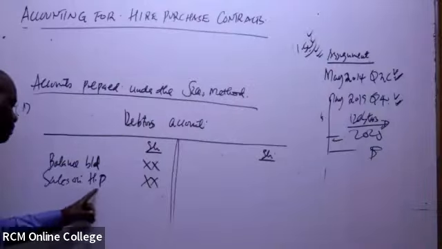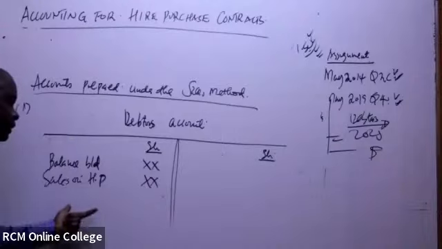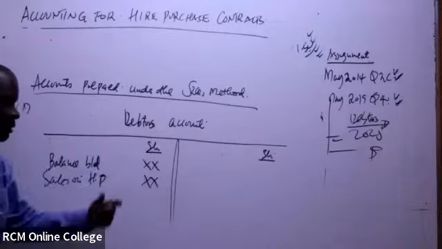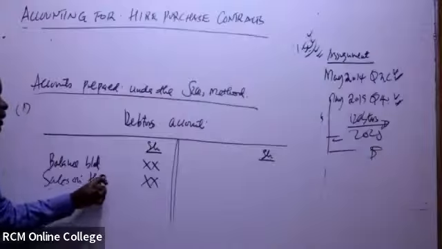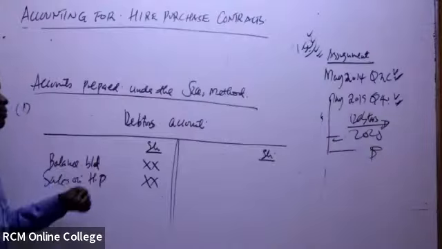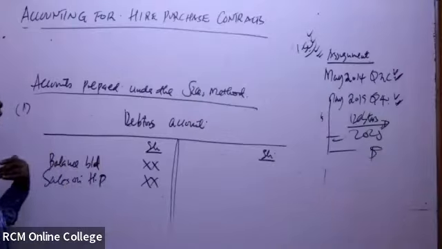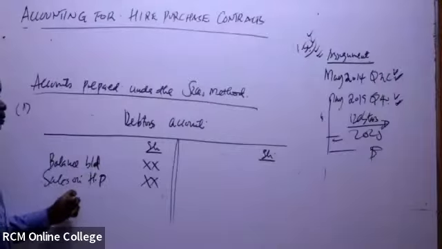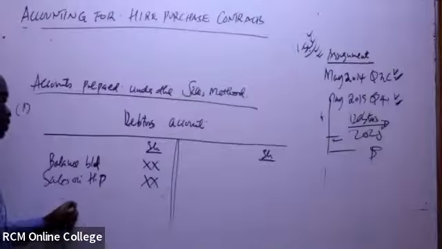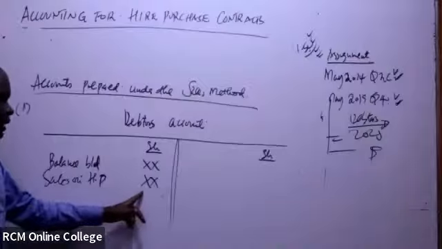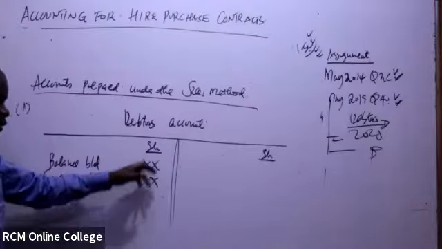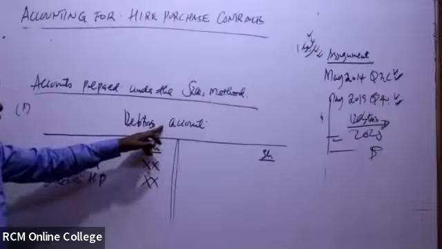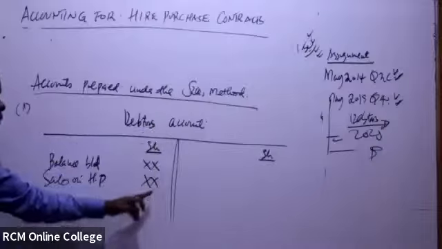When you sell on higher purchase, you haven't received the real cash, so that higher becomes a debtor in the books of the owner. He'll be recognized as a debtor because this amount is yet to be received. So when you make sales on higher purchase, you add to the debtor's account. When the amounts regarding debtors increase, you debit them.